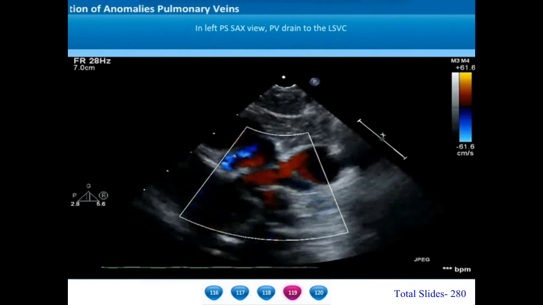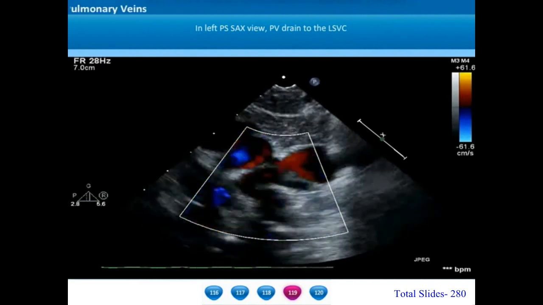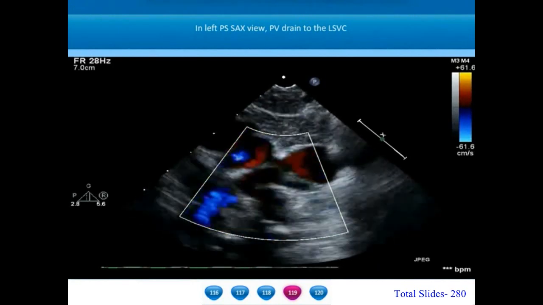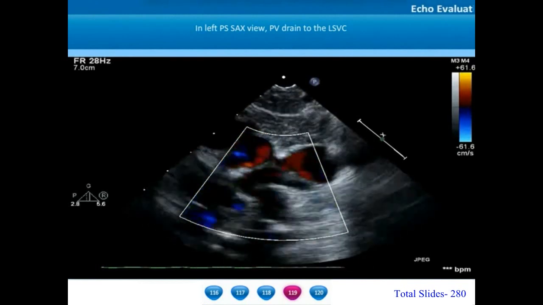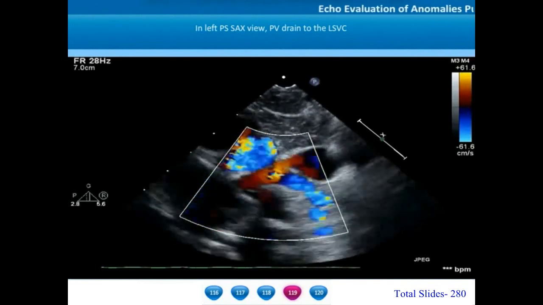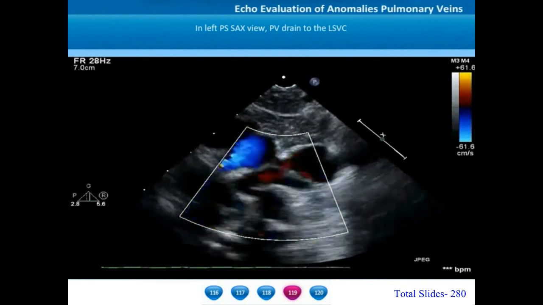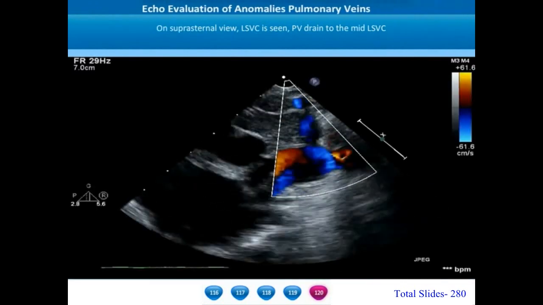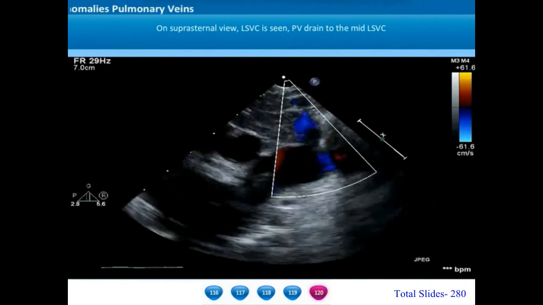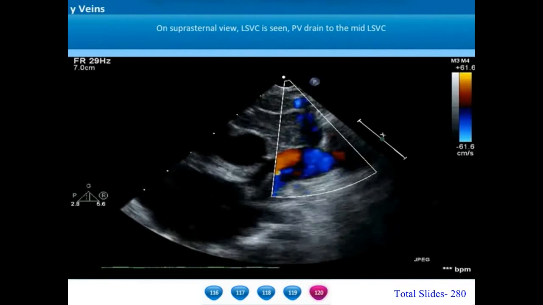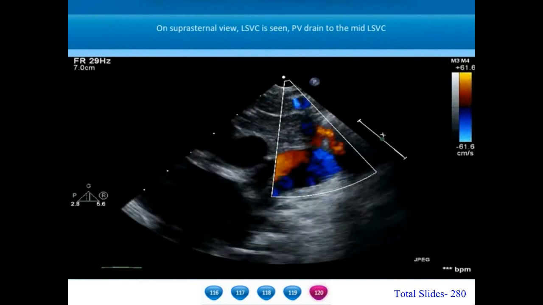This parasternal short axis view shows the formation of the confluence. The common chamber drains into the left superior vena cava. The dilated structure seen on the right end of the screen is the dilated left superior vena cava. In this patient, there is a persistence of LSVC towards the coronary sinus into the right atrium.